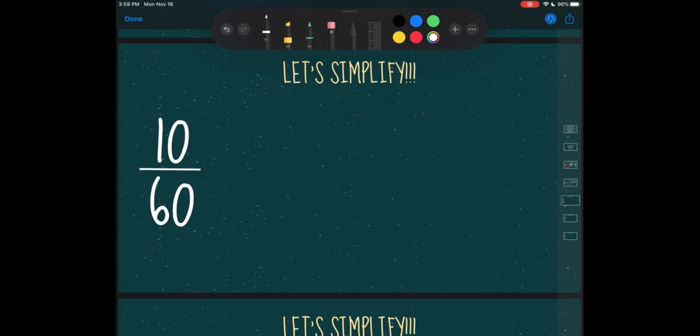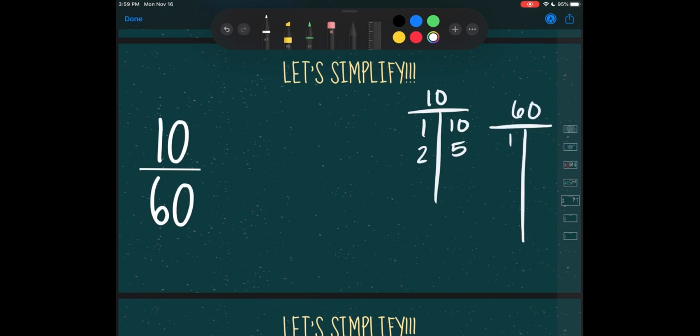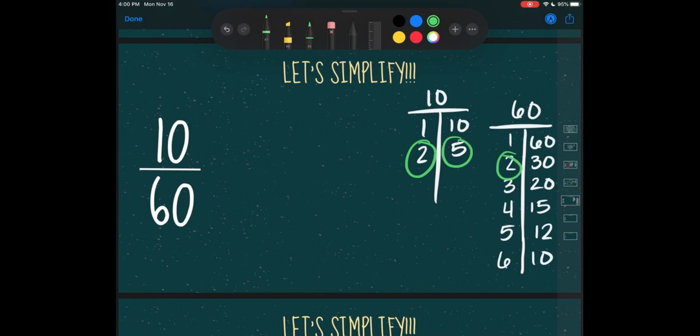Let's look at our next one. We've got 10/60ths. So our first step is to write our t-charts for 10 and 60. So I know 10 is 1 times 10 and 2 times 5. 60 is 1 times 60, 2 times 30, 3 times 20, 4 times 15, 5 times 12, and 6 times 10.